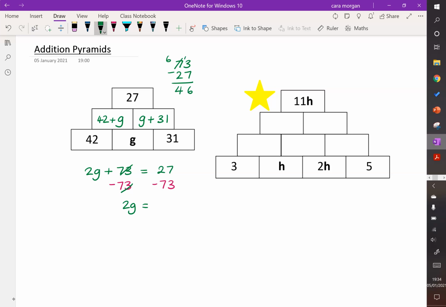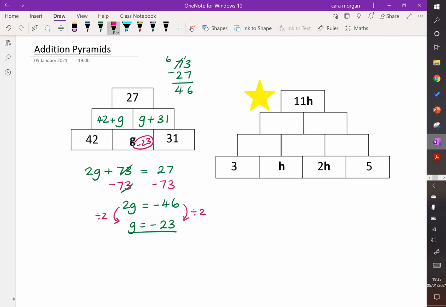And I get 46. So because I'm doing 27 subtract 73, I'm going to get negative 46 there. Because of course the subtraction's been reversed. It makes a difference, the order, of course. Dividing by 2 gives G as negative 23. I'm going to check my answer. G is negative 23, so let's have a look.